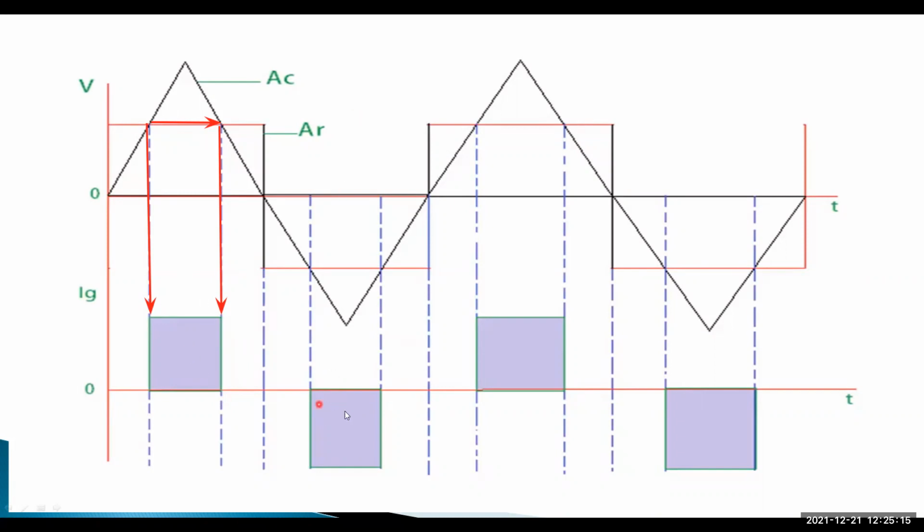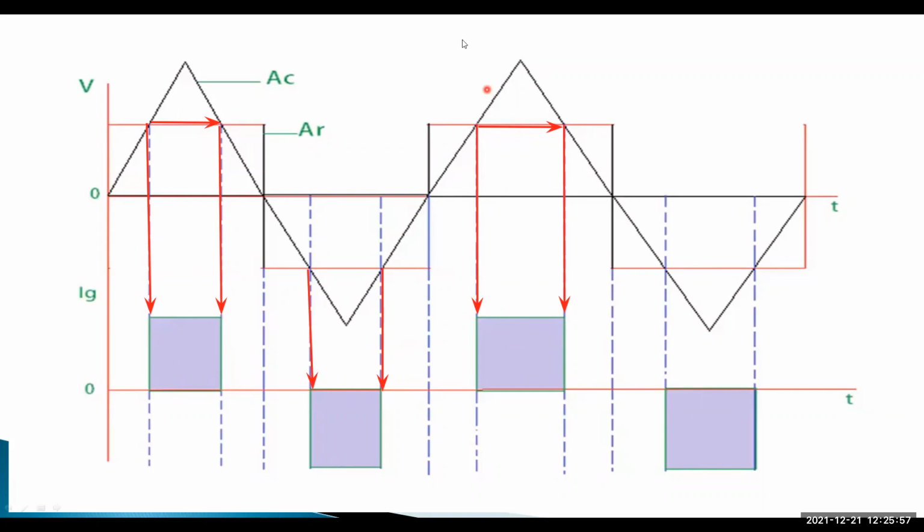Similarly, here also the carrier signal is more than the reference signal, AC is greater than AR, so we generate this type of gate pulse. For the negative half cycle, this is the pulse width. Similarly for the positive half cycle, this is the pulse width. Here the carrier signal is more than the reference signal up to here, so we get this type of pulse.